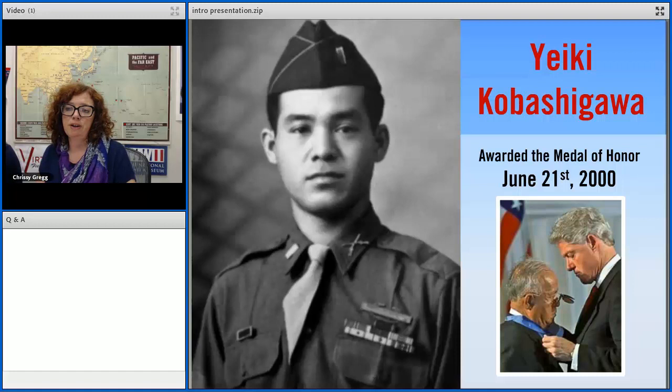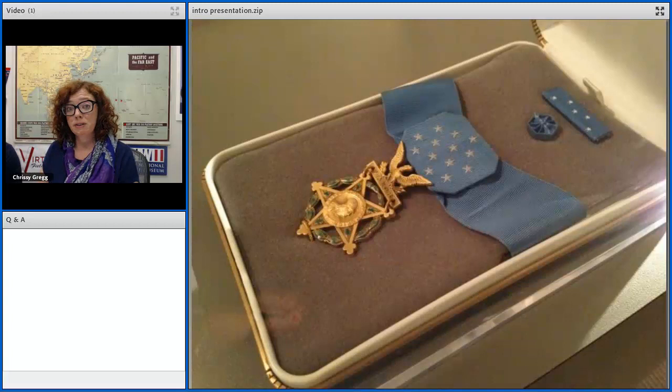You can see there's President Clinton presenting a Japanese American with the medal at the White House. I'm not sure if that's Yeki Kabashigawa, actually. So it was a very exciting time. And some of you may have heard that this upgrading of medals happened recently as well. So 21 Medals of Honor were awarded recently this past year in March.